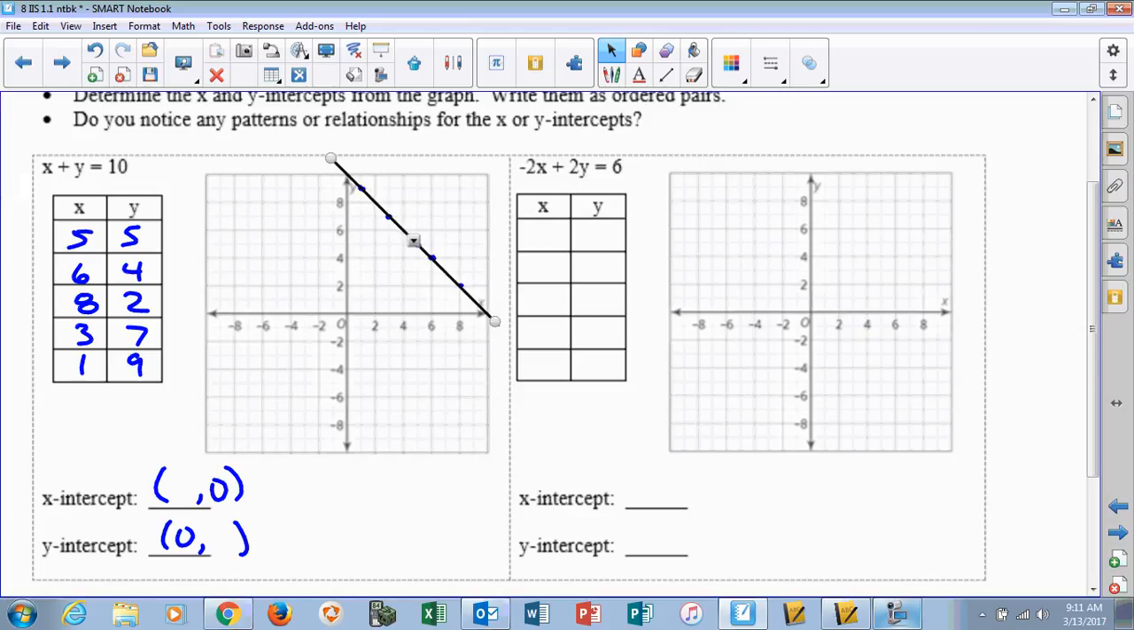There we go. And for my intercepts, my x-intercepts were at (10, 0) and (0, 10), which is right there and right there. All right, so that's what the first one looked like.